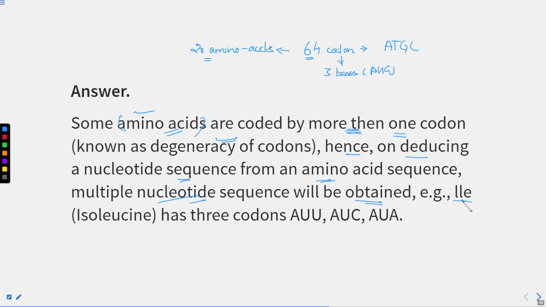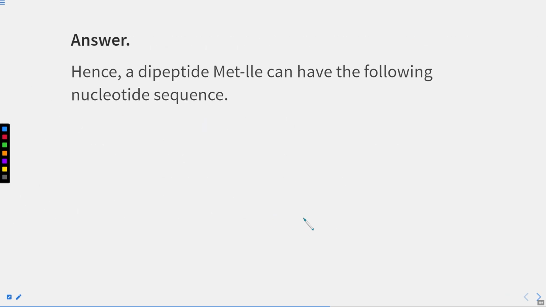For example, isoleucine. Isoleucine has 3 codons: AUU, AUC, and AUA. So this isoleucine amino acid is coded by these 3 codons. Suppose we are taking the example of a dipeptide which consists of methionine and isoleucine. They can have the following nucleotide sequences. Isoleucine, we have already seen, is coded by 3 codons.